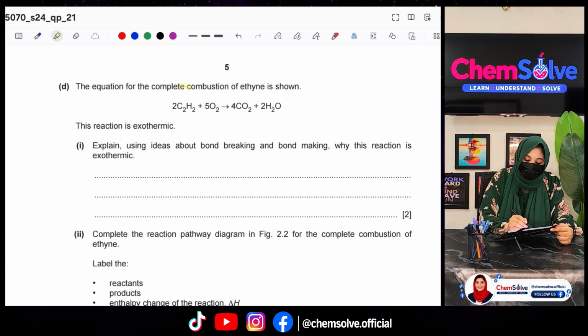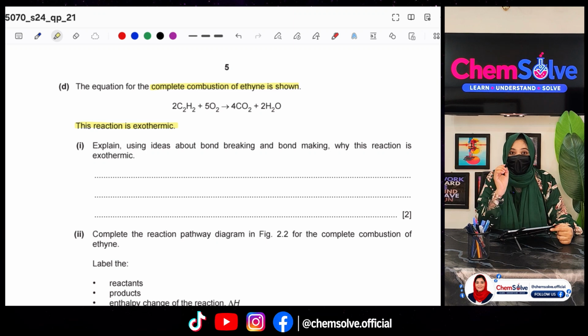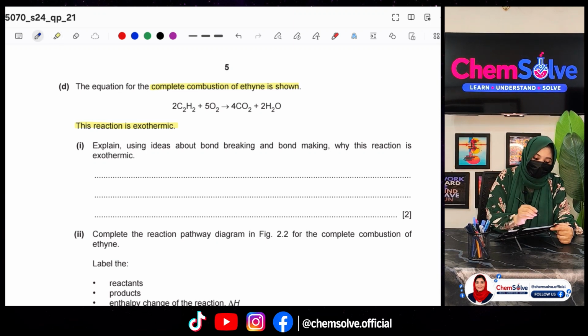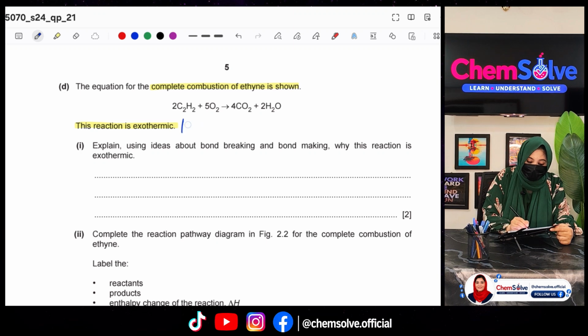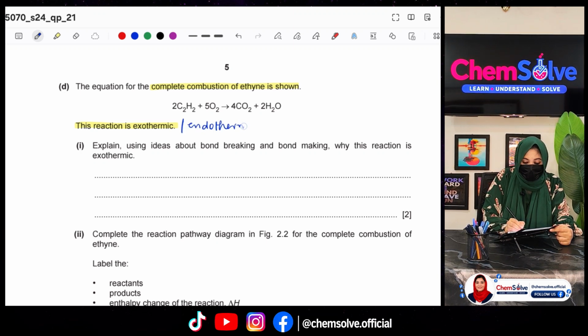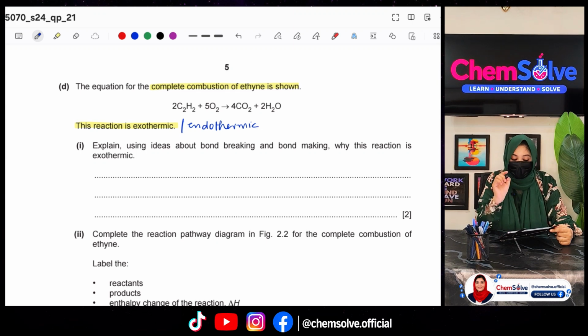The equation for the complete combustion of ethane is given. This is the equation. The reaction is exothermic. Examiner will always tell you in the question that either the reaction is exothermic or the reaction is endothermic. You will be provided this information in the question.